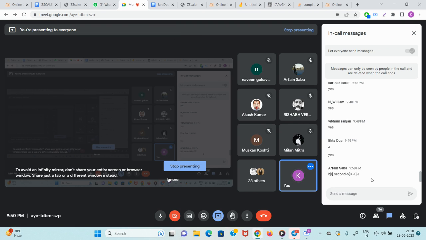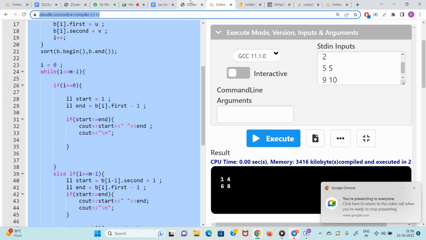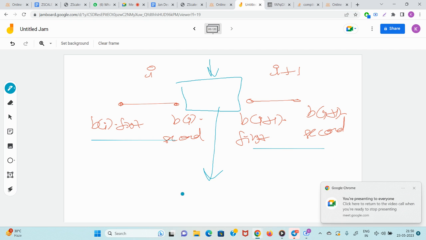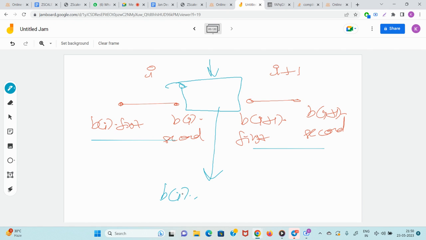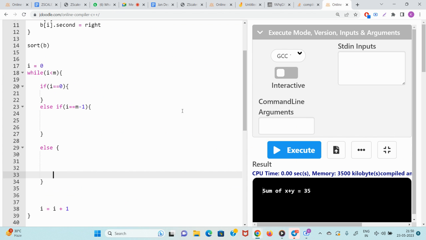Correct, Arfan. Correct, Rishabh. It is B of i dot second plus 1. One step you will go ahead for this. So B of i dot second plus 1 and B of i plus 1 dot first minus 1. Okay, guys, so now let me quickly write. How to know what will be the start point? What will be the end point?